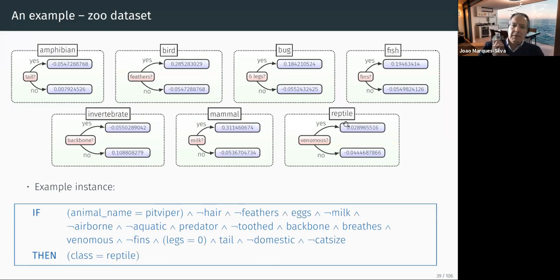Okay, and we went to the data set, and this is a concrete example. If the animal name is pit viper, it doesn't have hair, not feathers, eggs, not milk, and so on and so on, then it should be classified as a reptile.